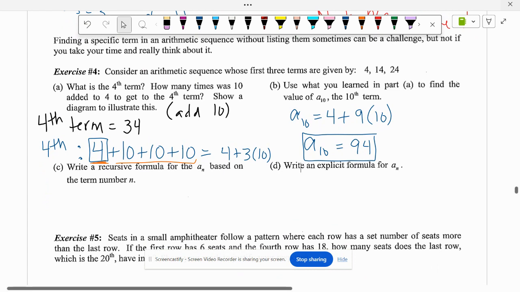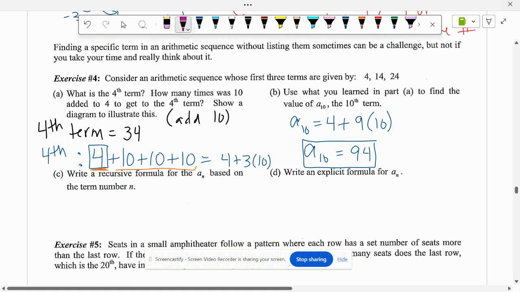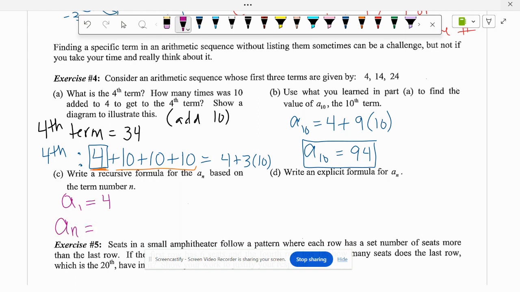Okay. So for the recursive formula for A sub n based on the term number, let's see. Well, what's our recursive formula? We know that our first term, A sub 1, is what? What is A sub 1? A sub 1 is 4. Okay. So A sub n equals A sub n minus 1 plus, what are we adding each time? 10. Okay.